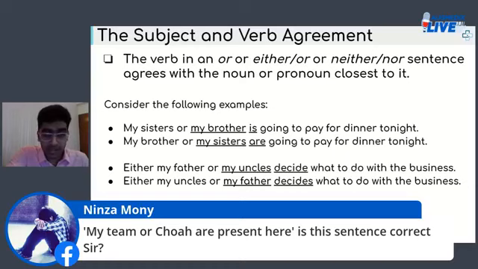But if you were to rearrange it and say the coach or the team, and if you consider team as a plural collective noun, then you could say my coach or the team are present here. Okay, but in most cases, we consider collective nouns as singular. So in either way, we would keep the verb singular. So we would say my team or coach is present here, or my coach or our team is present here. Okay? All right.